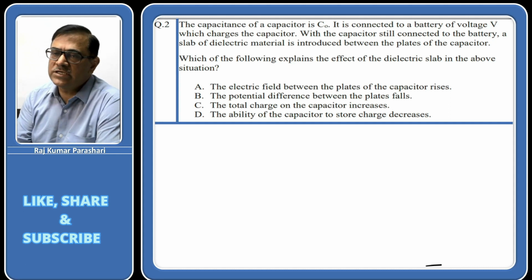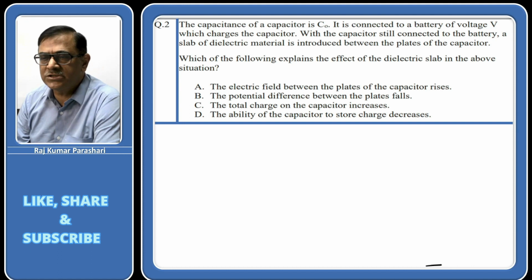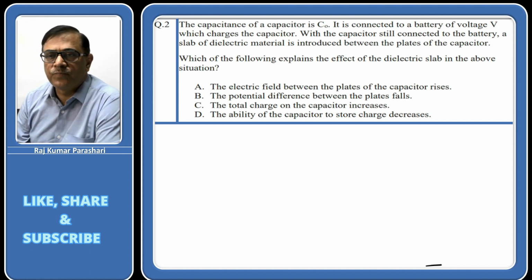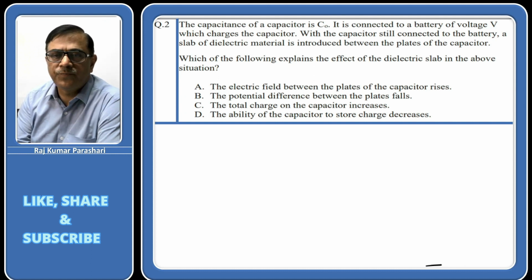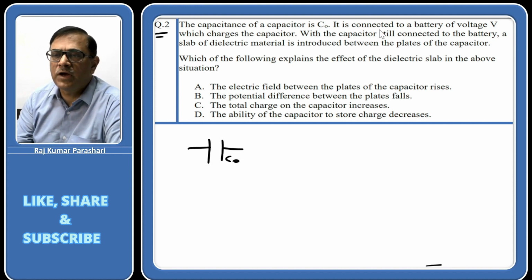I have already shared that these questions are important not only from the viewpoint of the board examination, but also for JEE Mains. In this question number 2, the capacitance of a capacitor is C naught. Here is a capacitor of capacitance C naught. It is connected to a battery of voltage V.